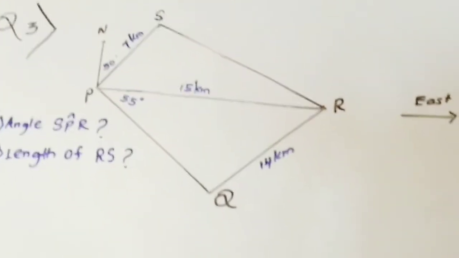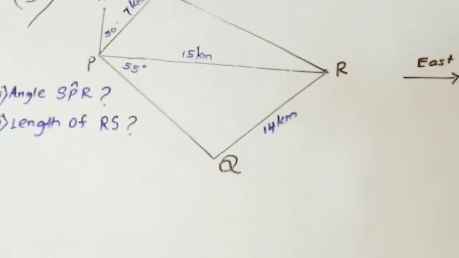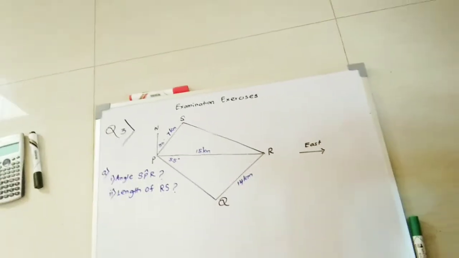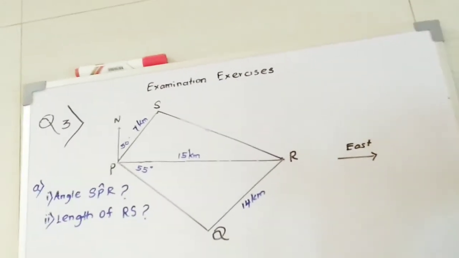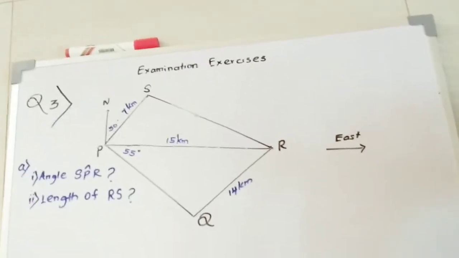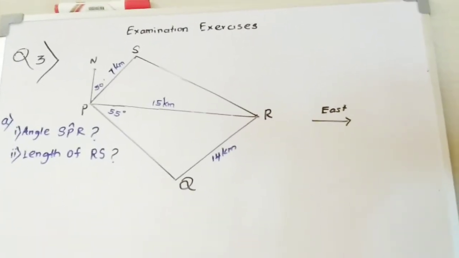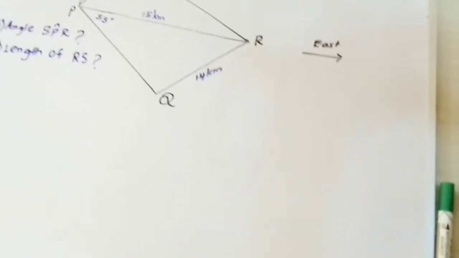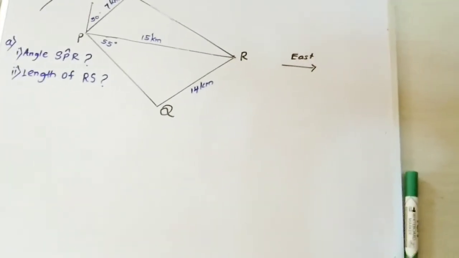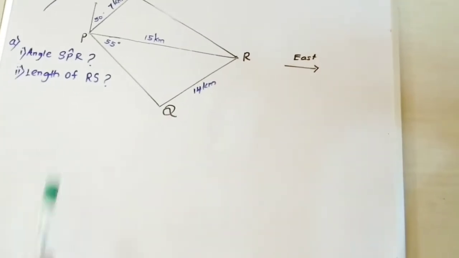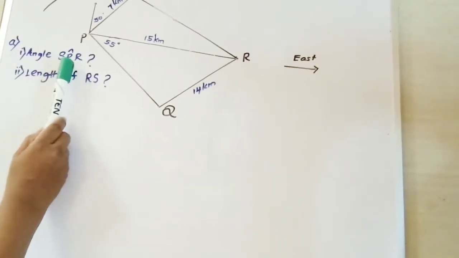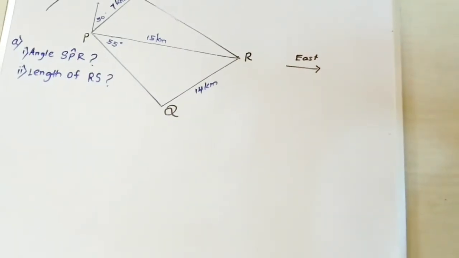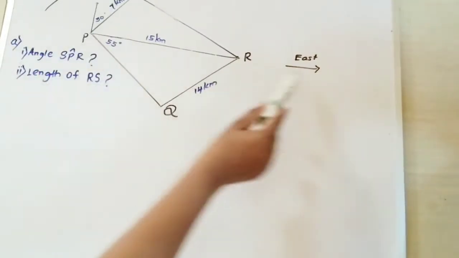Look at this diagram. In this diagram there's a polygon PQRS and they mention the north direction and east direction. That is very important for this question. Let's find SPR. How can you find angle SPR here? They gave the details about the directions here, the north direction and east direction.